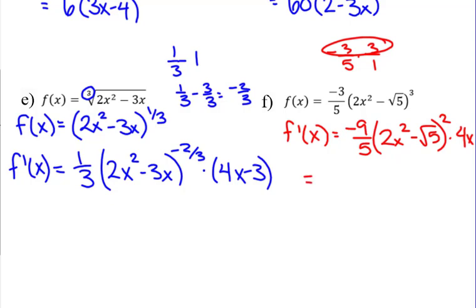You can always rewrite it, so I might write it as negative 36 over, 9 times 4 is 36. Yeah, negative 36 over 5x, 2x squared minus the root of 5 squared. So that's our most factored form. We don't have any common factors, so we can leave it as such.